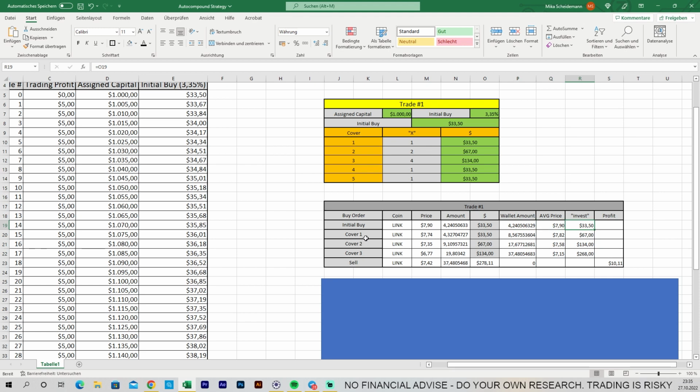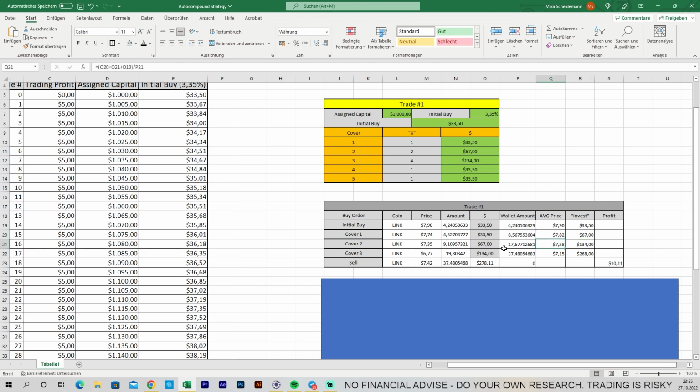Then we have cover 1 at $7.74, at minus 2%. We buy again for $33.50 and now we get 4.32 Chainlink coins. So 0.08 more coins. That means now we have 8.567 coins in our wallet and a new average price of $7.82 with an investment of $67. It's pretty easy. We go further.